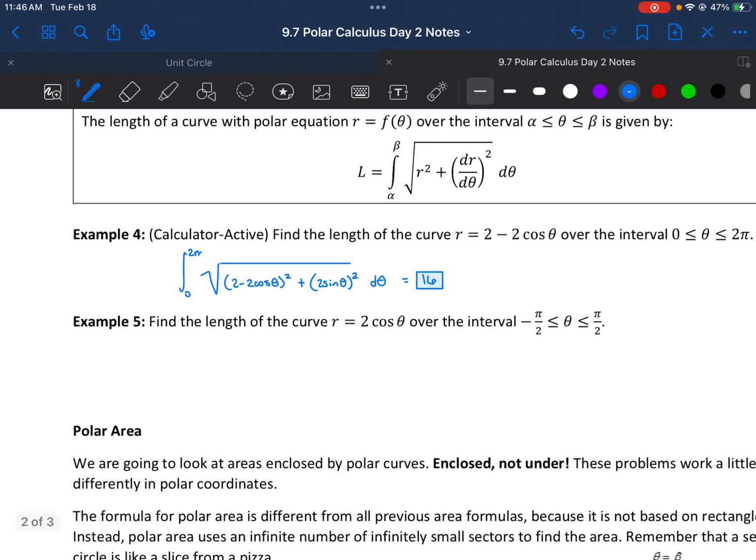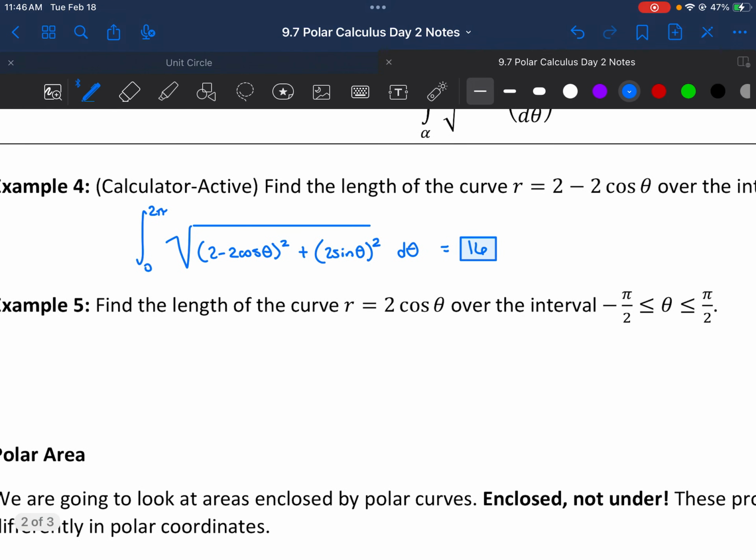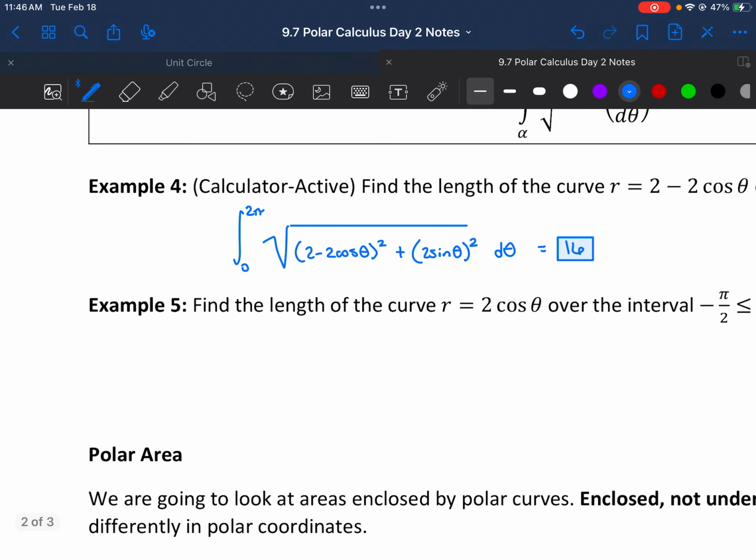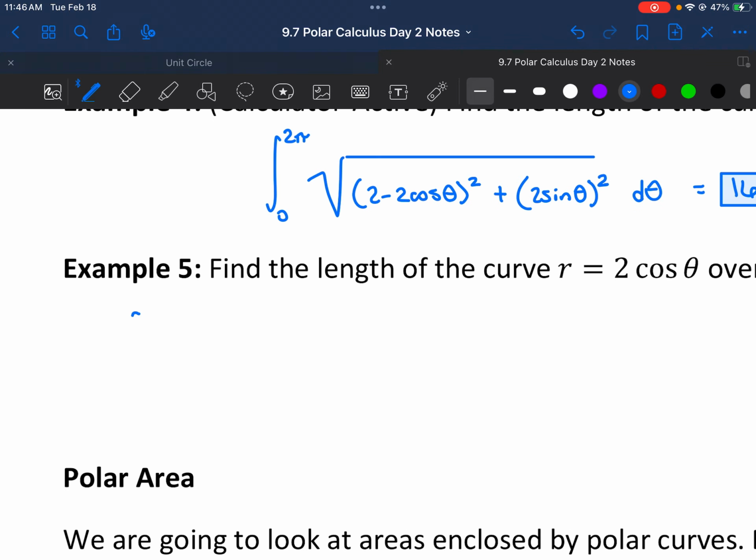All right, example 5. Let's do a quick one by hand. This one turns out to simplify pretty nicely. So find the length of the curve when r is equal to 2 cosine of theta over the interval negative pi over 2 to pi over 2. So we have the integral negative pi over 2 to pi over 2 square root.